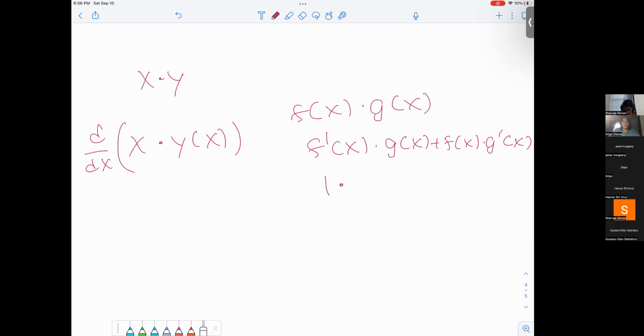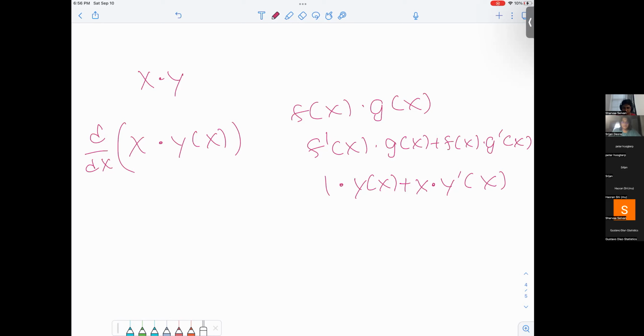Times g of x, which is y of x, plus f of x times g prime of x, so plus x times y prime of x. In other words, what we've done is we've been able to simplify this down all in terms of y of x being a function, and we've just treated y as its own function and taken the product rule.